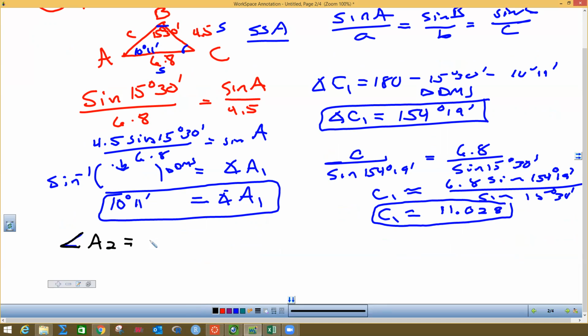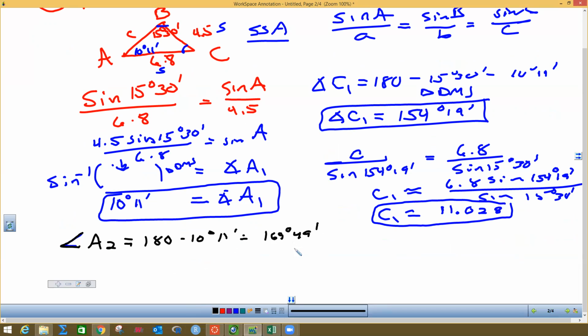The supplement. So I'm going to put 180 minus 10 degrees, 11 minutes. Let's see, 60 minus 11 is going to be 49 minutes. And so what is that, 169, I believe, right? So there's the other angle A.